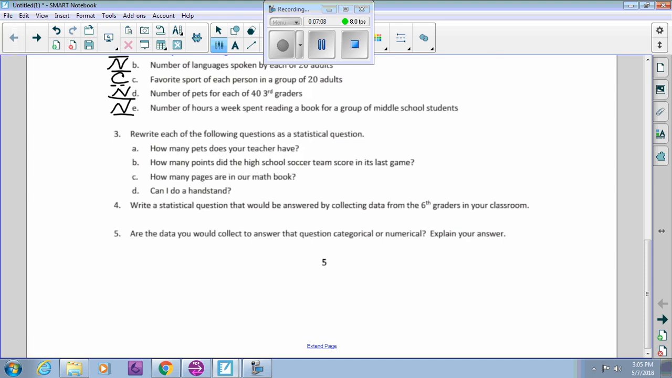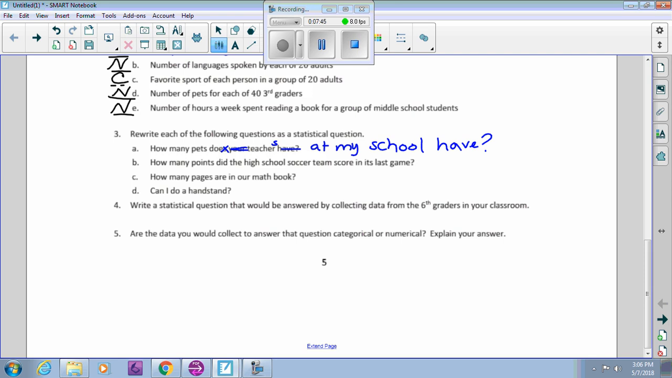All right, the next part of this says, rewrite each of the following questions as a statistical question. So how many pets does your teacher have? The answer to that's too many, but what you want to do is change this, instead of just one teacher, how many pets do teachers at my school have? So maybe you take a survey of all of the teachers, so then you have a whole group to base it on. It could be, how many pets do 10 of your teachers have? It doesn't really matter. You want to make that a bigger group though.